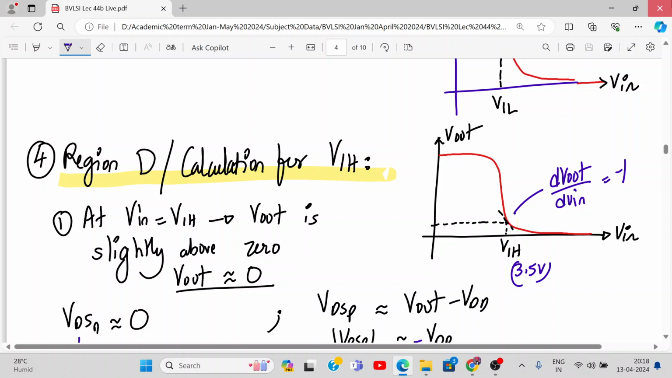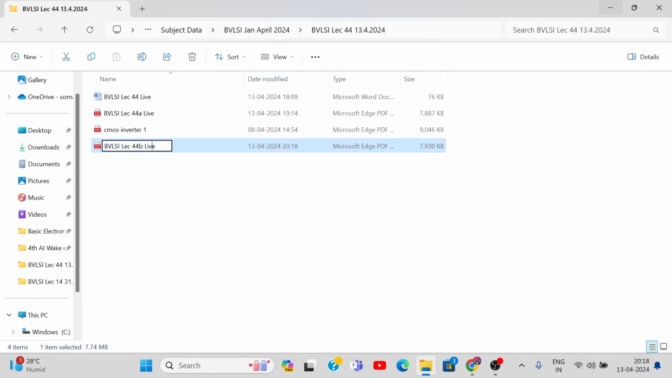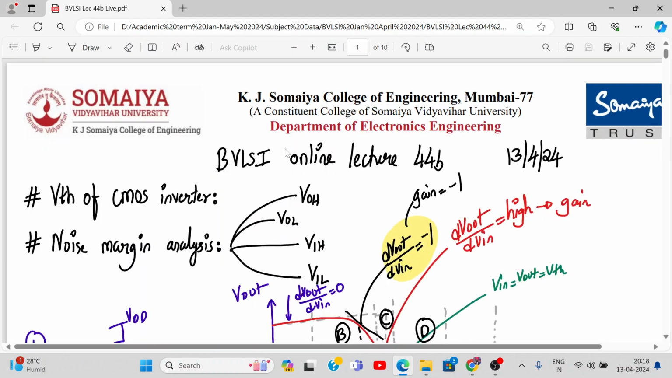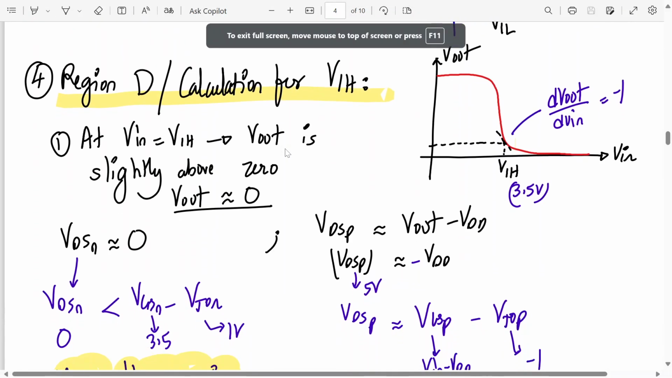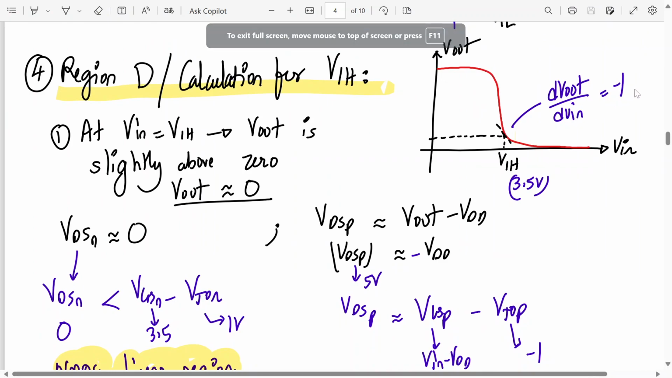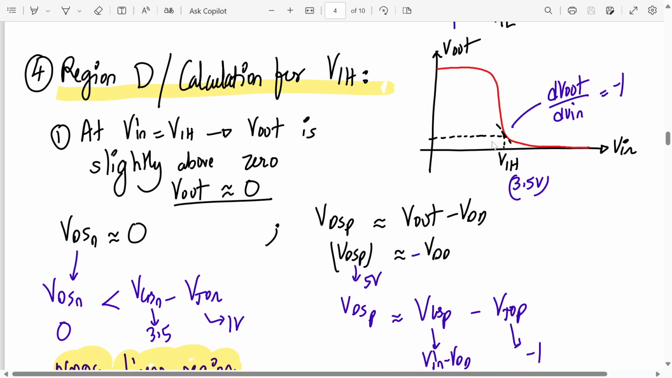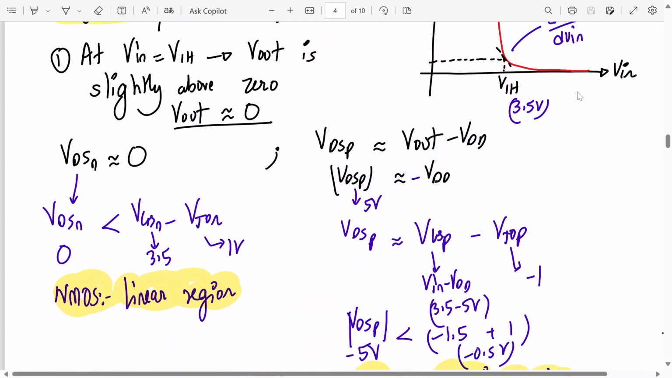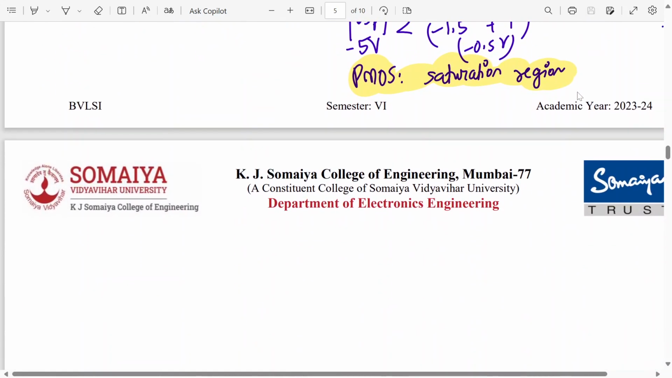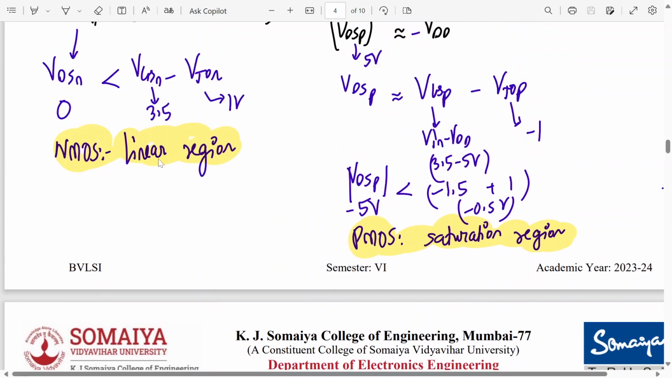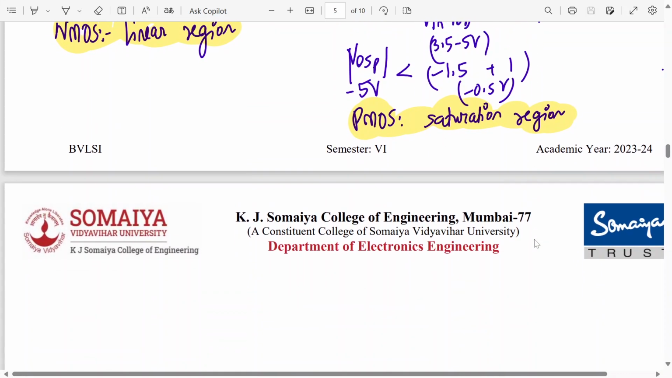So again we have to differentiate certain equations. Let me open this document again. It's giving some trouble. Alright, so dV out by dV in is equal to minus 1 at this point. So we have to find the equation, differentiate it, and then equate dV out by dV in to minus 1 for noise attenuation at region number D. So let's continue. Now we have determined NMOS is in linear, PMOS is in saturation.